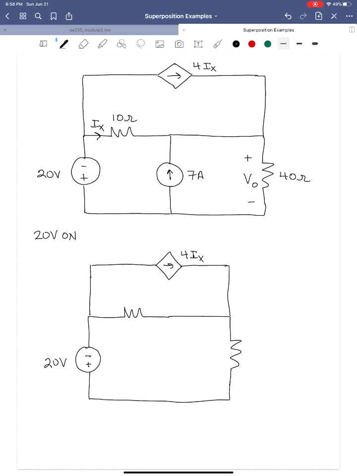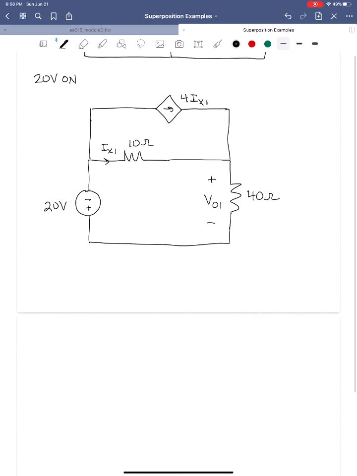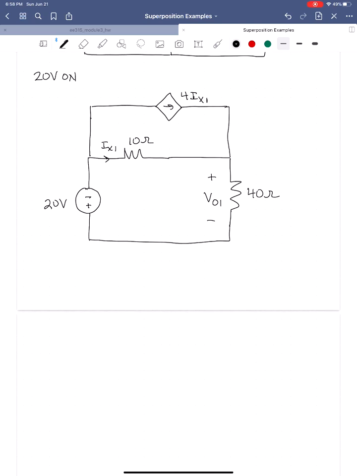So this is 20 volts. This is 10 ohms. This is Ix1 because we're dealing with the first iteration of the circuit that controls the dependent source. And then we have the 40 ohm resistor here, and we have Vo1, the first part of the voltage Vo, that's a function of the 20 volt source. When we get to this point, we can solve for that voltage Vo1 using any method that we like. I'm going to do mesh analysis. So I've got a mesh current here, I1, and a mesh current here, I2.